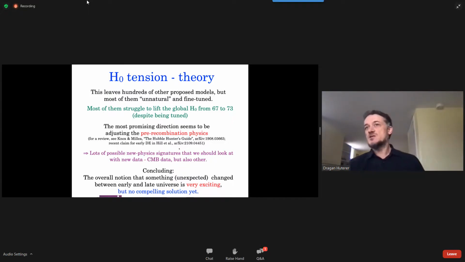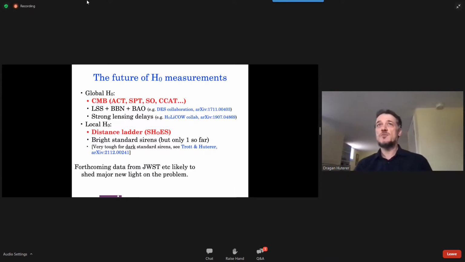I think in general, there are lots of new physics signatures in the data that we should and will be looking at, especially with the CMB data. So the forthcoming CMB data will be fantastic to look at the possible new physics that may explain the Hubble tension. Overall, I would say right now, there's no compelling solution from the theory end to the Hubble tension. The future is very bright because, as I mentioned, these forthcoming CMB measurements from ACT, South Pole Telescope, Simons Observatory, CCAT, and other surveys will be very important.